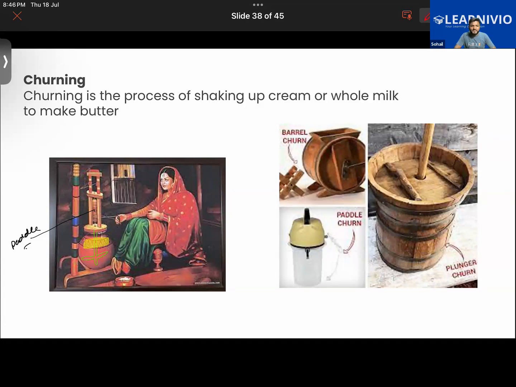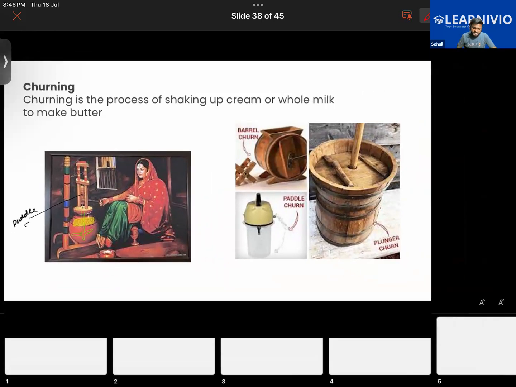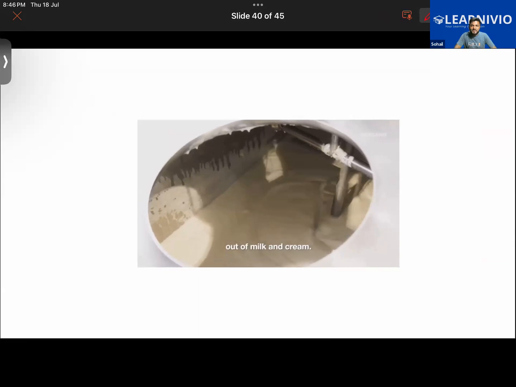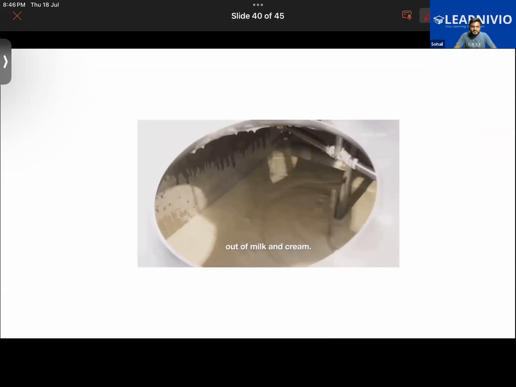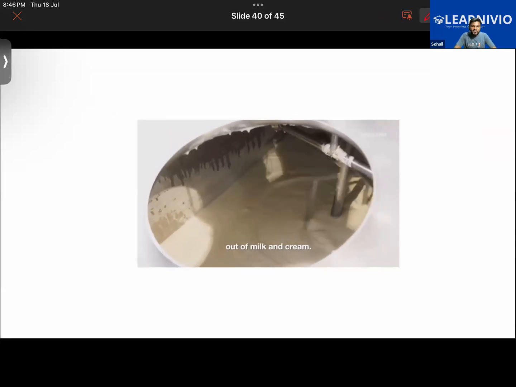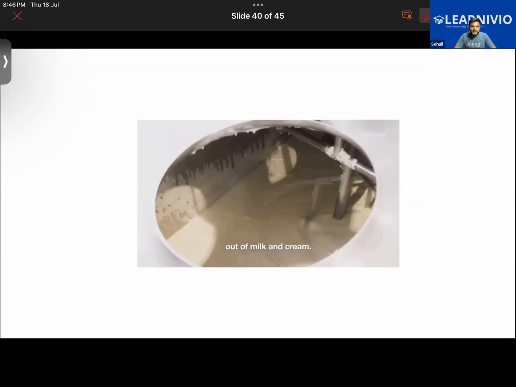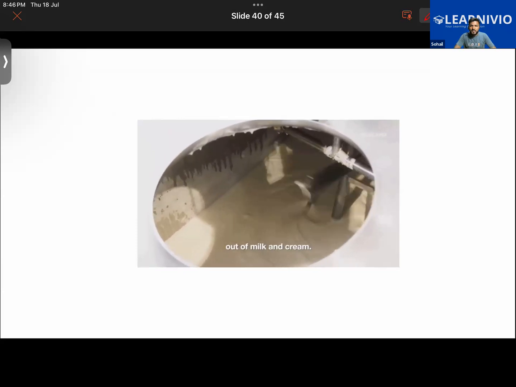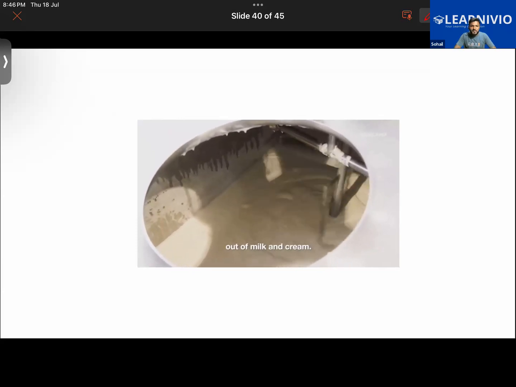So hope you guys have understood this procedure. Nowadays, this is being done with the help of machines also, as you can see in this image. So that is the actual churning of milk done via a machine. Got this now?